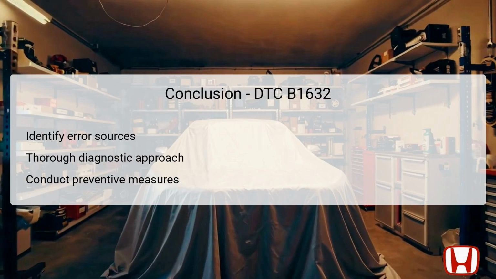In summary, diagnosing and repairing DTC B1632 requires a thorough understanding of the components involved, particularly the keyless access control unit and its relationship with the electric steering lock and body control module. By following a systematic approach, which includes clearing DTCs, disconnecting connectors for testing, and verifying voltage levels at crucial points, technicians can pinpoint the exact source of the error.